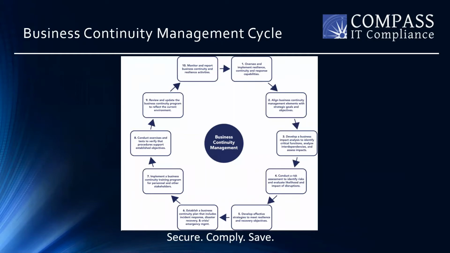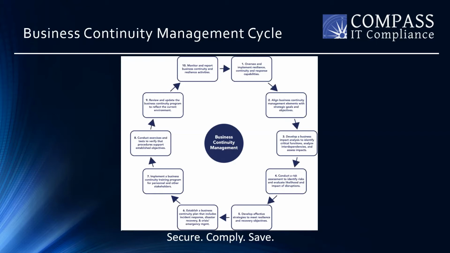So this is an interesting slide. I won't go into the detail one by one, but consider business continuity management as a life cycle, with business continuity management in the center and critical facets or features around it. If you look at the top right, number one is overseeing and implementing resilience, continuity, and response capabilities, and making sure that we align those, as we mentioned on previous slides, to the strategic goals of the organization, and moving on to perform a business impact analysis. As I go around the circle, it makes logical sense if you think of it.